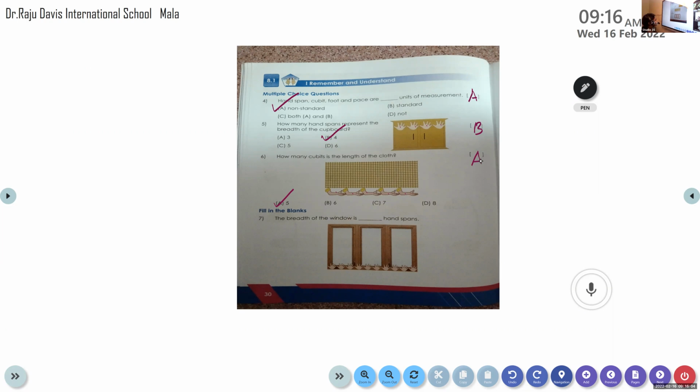Question number 7, fill in the blanks. The breadth of the window is dash handspans. Mahadev, tell me the answer. How many handspans? Count and tell me. 10. Very good. 1, 2, 3, 4, 5, 6, 7, 8, 9, 10. So you can write the number 10. The breadth of the window is 10 handspans.